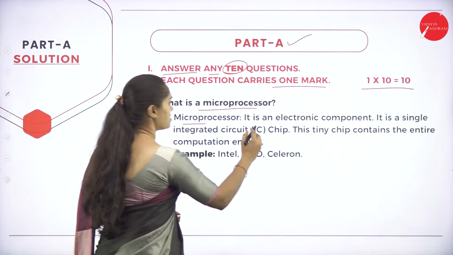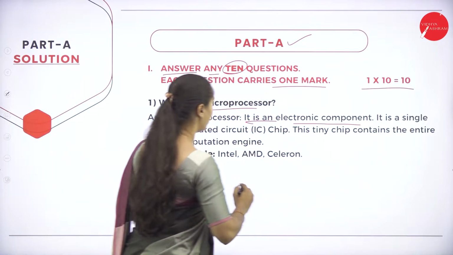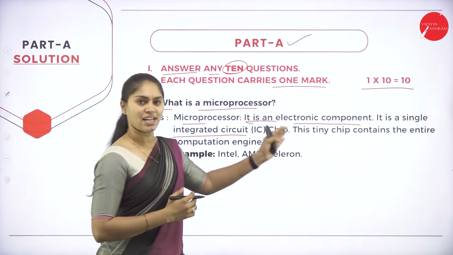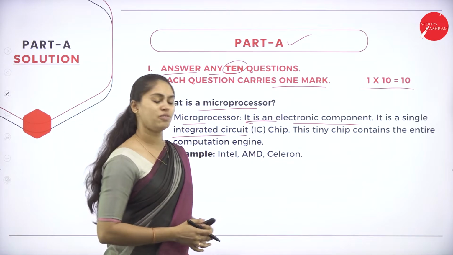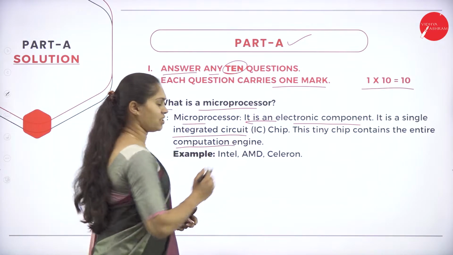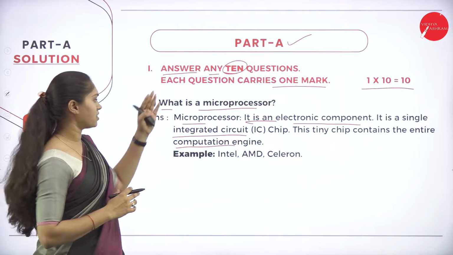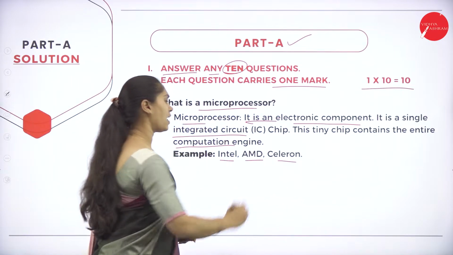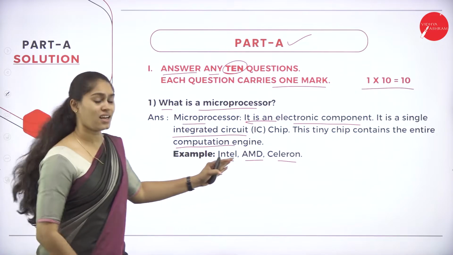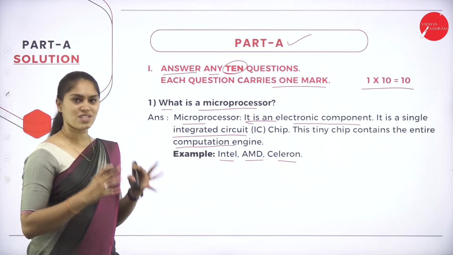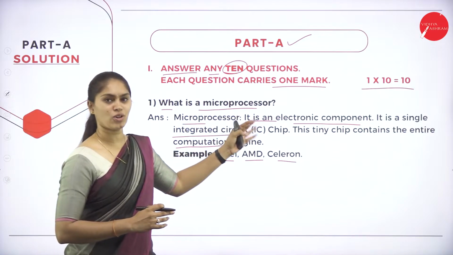A microprocessor is an electronic component. It is a single integrated circuit, that is nothing but an IC chip. It is a tiny chip which contains the complete computation engine within it. Examples of microprocessors are Intel, AMD and Celeron. This is just additional information for you students. You just need to write what a microprocessor is.